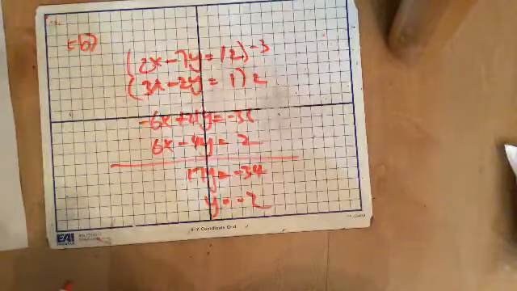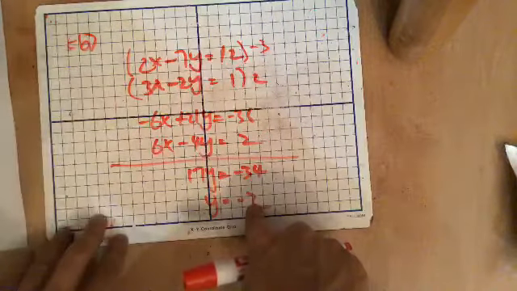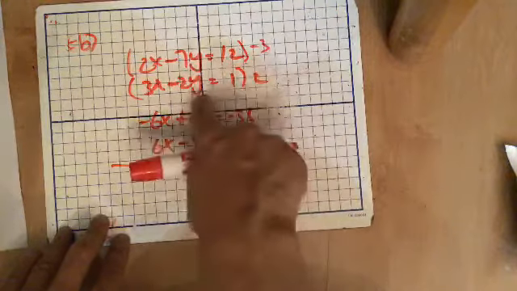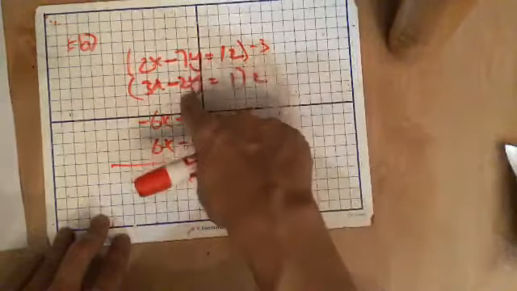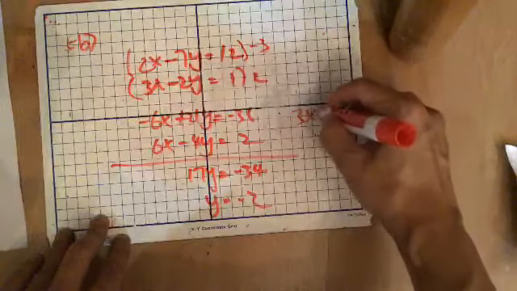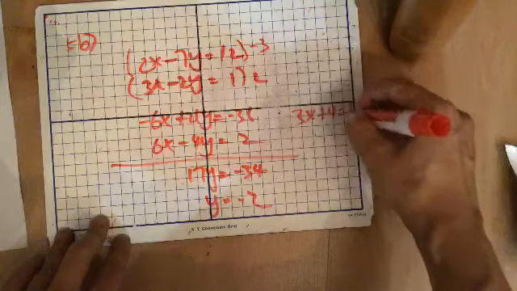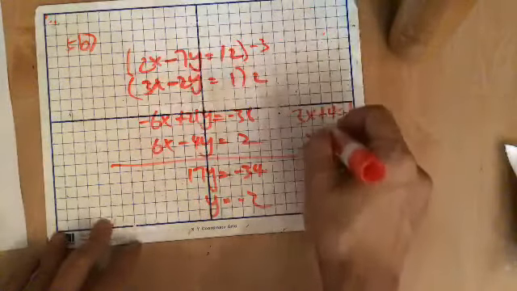I solved it, plug it back in. Do I plug in here or here? It doesn't matter, as long as it's whichever one's easier. So I'm going to plug in here, this one, this number is smaller. So -2 times -2 is equal to +4. So actually 3x plus 4 is equal to 1. Subtract 4, x is equal to -1. So we just solved the equation here.